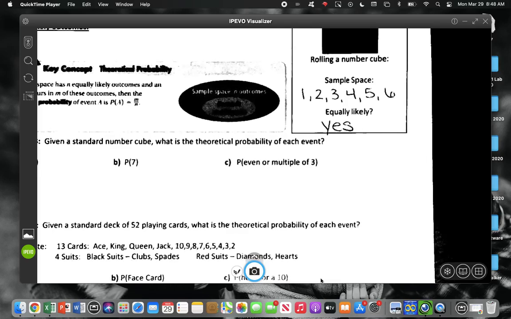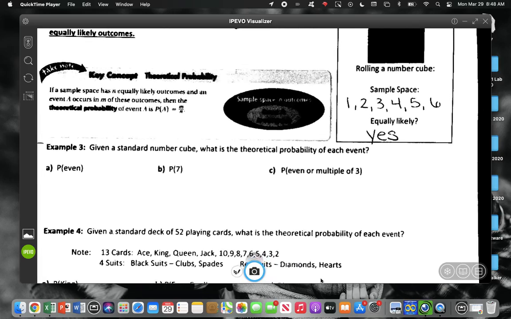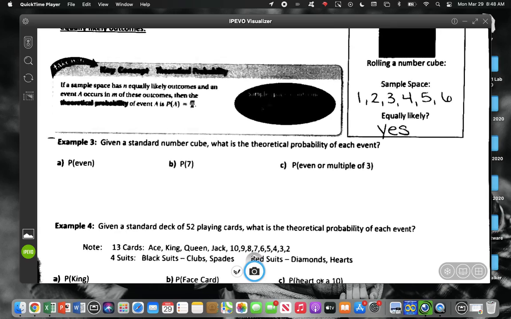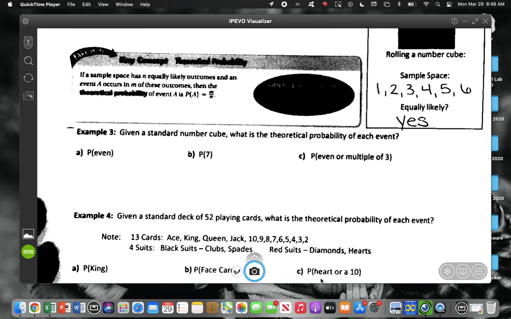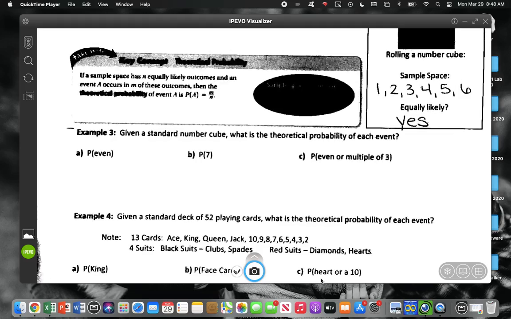All right, so in theoretical probability, it's a lot like experimental. We're still calculating probability. The numerator is the number of outcomes that you're looking for, and the denominator is the entire sample space. So let's think about this standard number cube. For each one of these, you don't really have to write all of these out. I'm just explaining this in full detail.